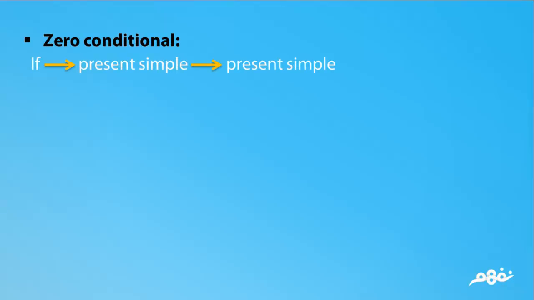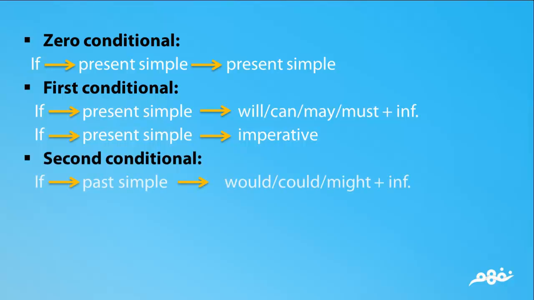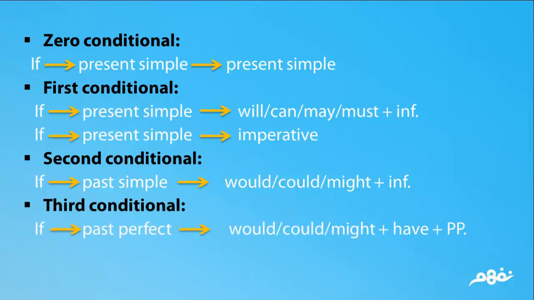To sum up what we have already said, the zero conditional consists of present simple, present simple. But in the first, if is followed by present simple, then we use will, can, may, or must plus the infinitive, and we can also use the imperative. The second conditional, if is followed by past simple, would, could, or might plus the infinitive. Third conditional, if is followed by past perfect, and then we use would, could, or might plus have plus the past participle.